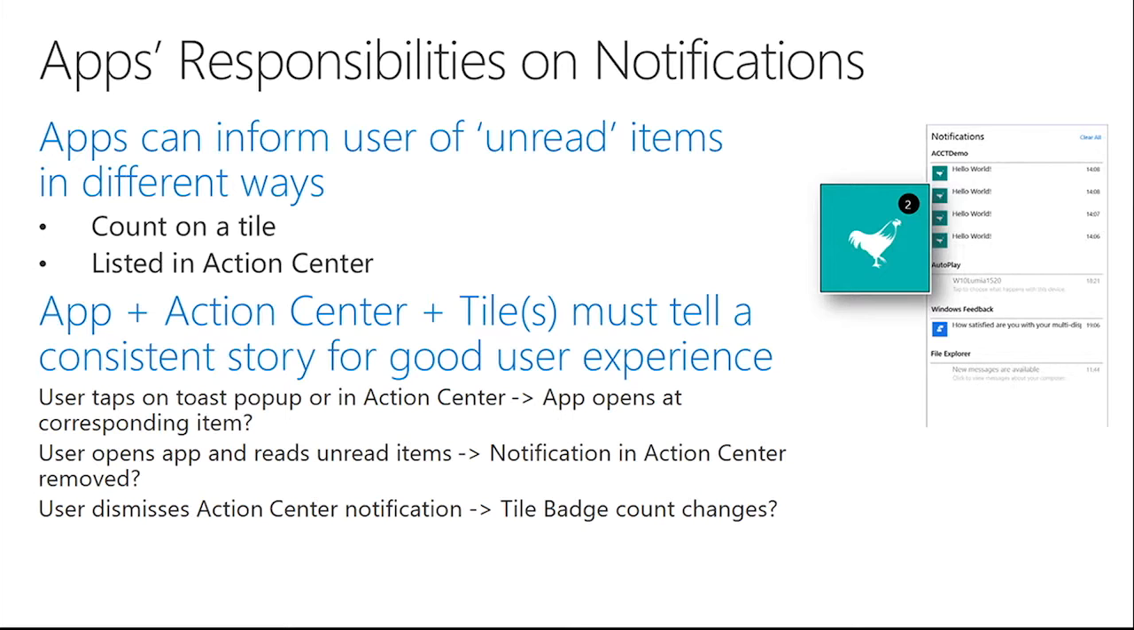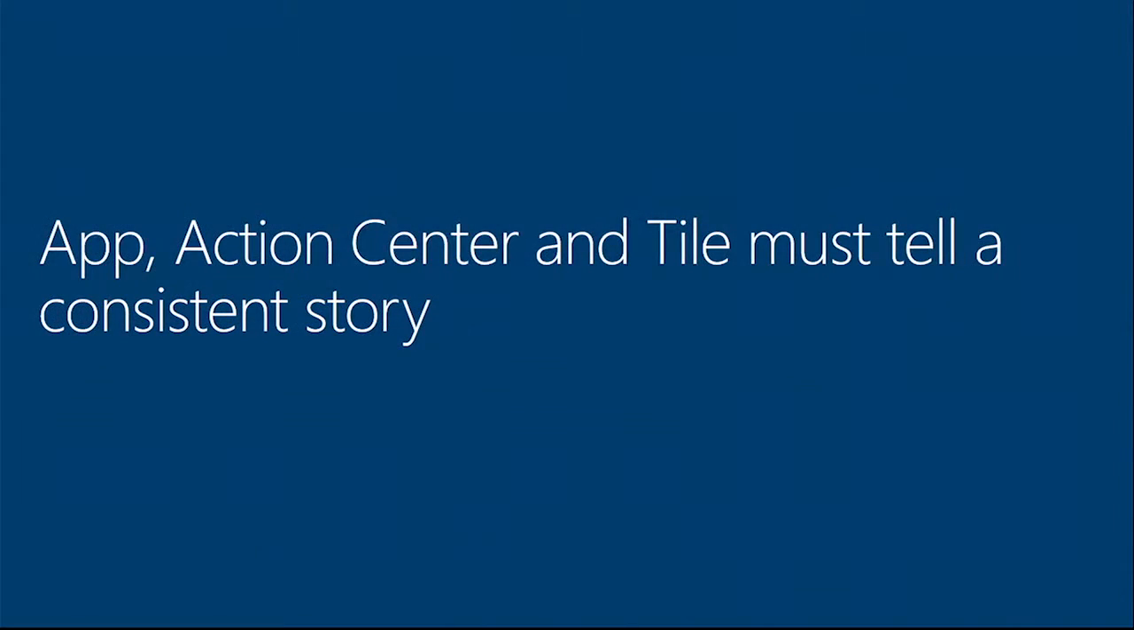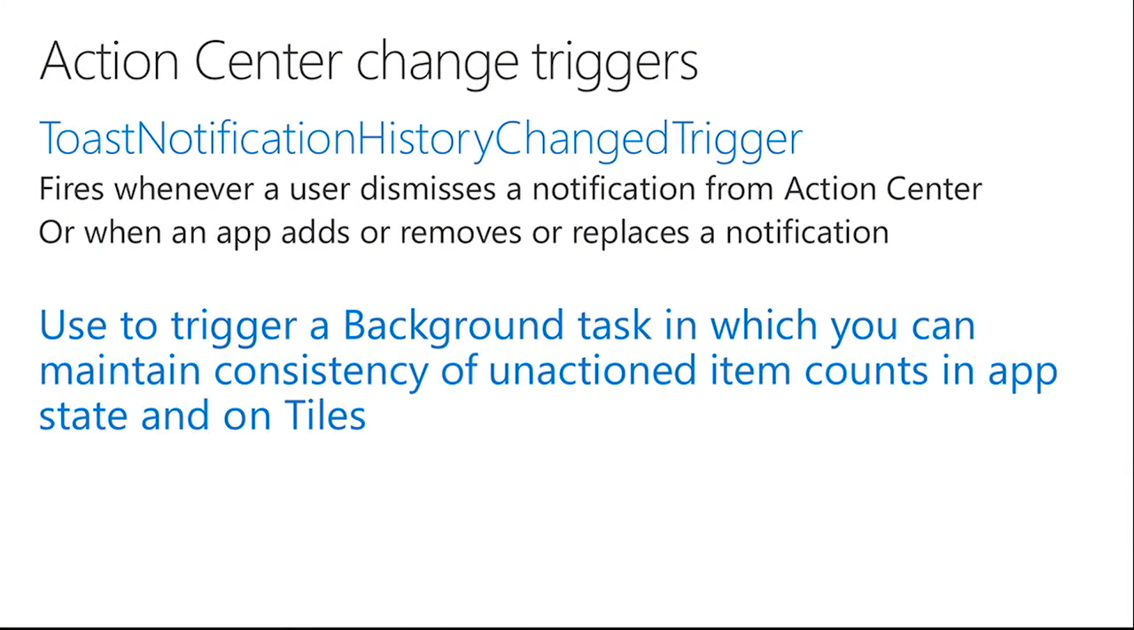Again, if the user opens the app and reads an item in the app, maybe you should go off and, if there's a corresponding item currently listed in Action Center, remove that. And if the user dismisses an item from Action Center, maybe you should reduce the tile badge count. So that's something you have to design for yourself, but you need to think about telling that consistent story. That's really the important message here that we want to tell you.